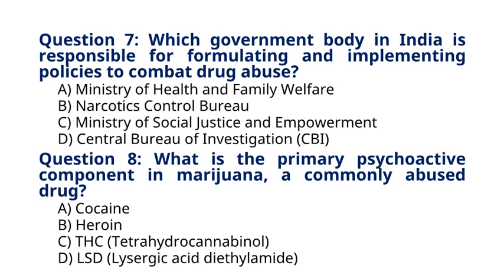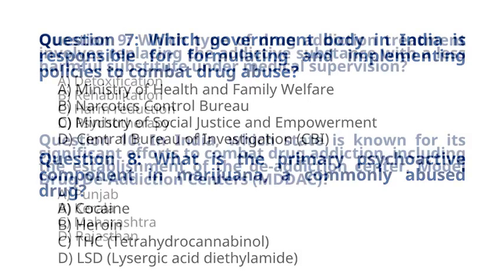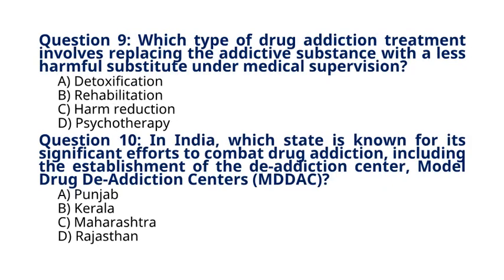Question 8. What is the primary psychoactive component in marijuana, a commonly abused drug? A. Cocaine. B. Heroin. C. THC, tetrahydrocannabinol. D. LSD, lysergic acid diethylamide. The correct answer to question 8 is option C. THC, tetrahydrocannabinol.